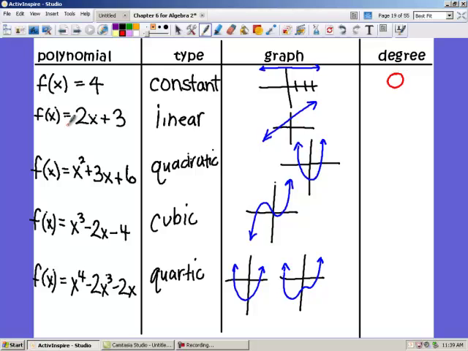In the next one, f of x equals 2x plus 3, which is a line. We call those linear graphs. The exponent over here would be a 1. That is the highest, so the degree would be a 1. In the next one, quadratic, which we've been dealing with mostly in this chapter and in the first chapter, we have the highest exponent being a 2, so the degree would be a 2. And remember, those are U-shaped graphs. In the next one, we have a highest exponent of 3. These are cubic, so the degree is 3. And for quartic, we have 4 as the highest exponent, so the degree would be 4.